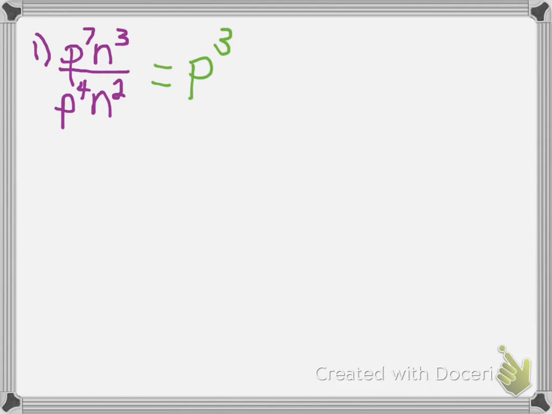You have 3 n's on top and 2 on bottom. That means you have 1 left on top. So that would be your final answer. Just like yesterday, you can write them out and cancel them if you like.